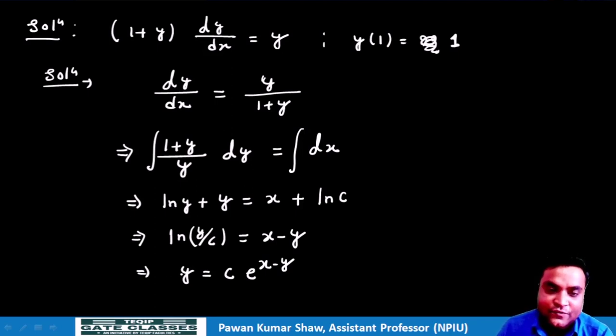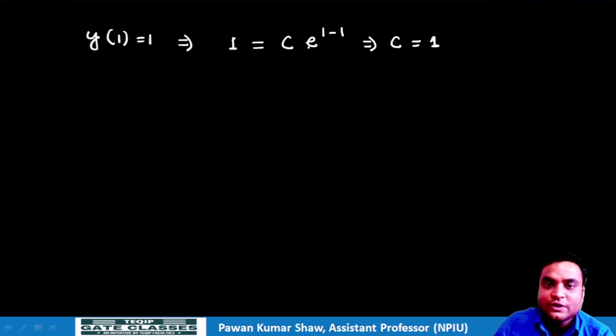See, here we are getting y at 1, that is 1. We replace the value of x as 1 and y as 1. So we are getting this expression: 1 equals c times e to the power of 0, and we are getting c equal to 1. Therefore, what will be our y? c is 1, so simply it will be 1 times e to the power of x minus y, which we can write as e to the power of x minus y.